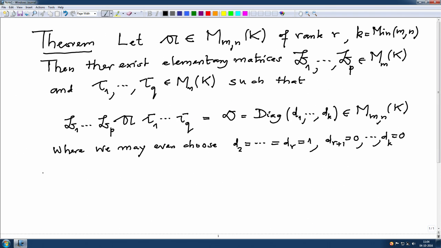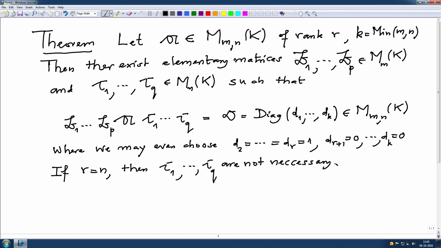And in the case of a square matrix of full rank, that is R equal to N, C1 to CQ are not necessary. This is what we proved last time, and this d1 is related to the determinant. When it comes, I will say it at that time.